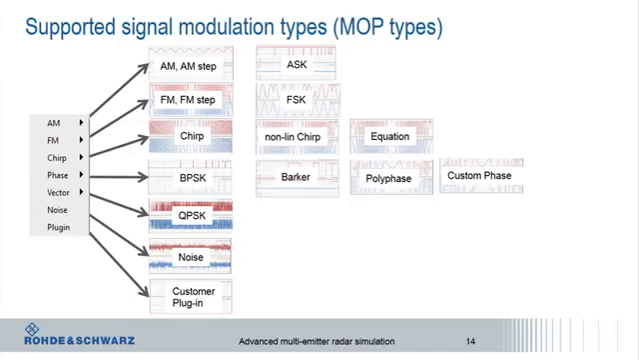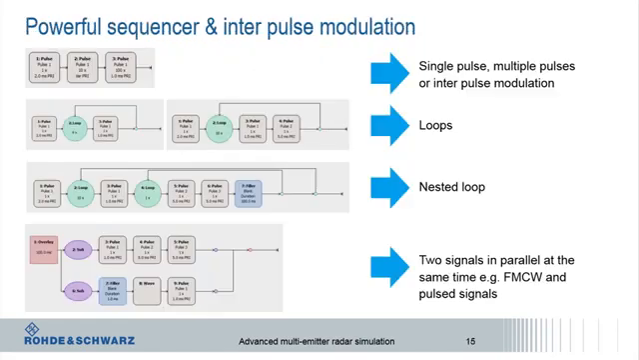If there is still some modulation missing, we have defined an interface where you can plug in your own code in order to use this code together with our software. After having defined the pulse and the modulation on pulse, you have access to a powerful sequencing tool. This sequencing tool allows you to repeat a single pulse, to repeat it multiple times, or to cascade several pulses. It also allows you to apply interpulse modulation on the defined pulses.